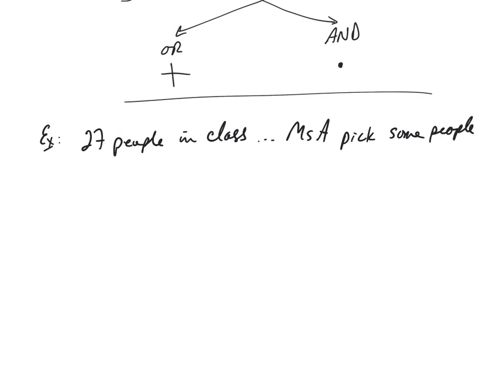And what I want you guys to do is help me count the number of ways in which that can happen. The first example that we're going to do is count the number of ways that Miss Anderson could pick 4 boys and 3 girls. So how could we do that counting problem?